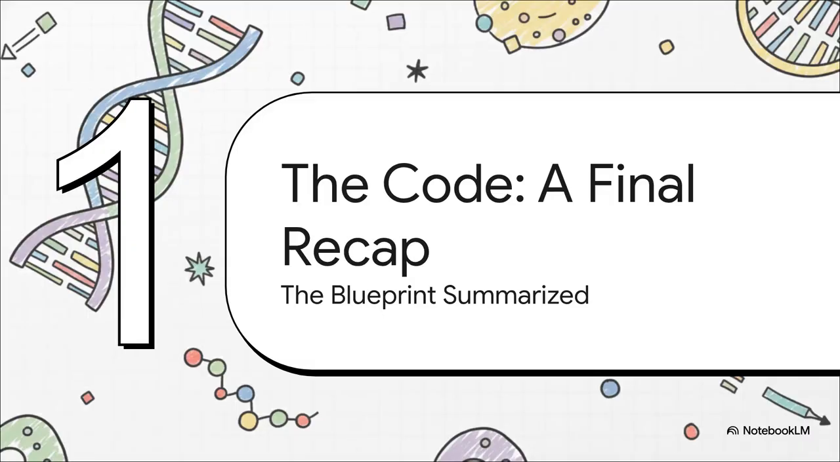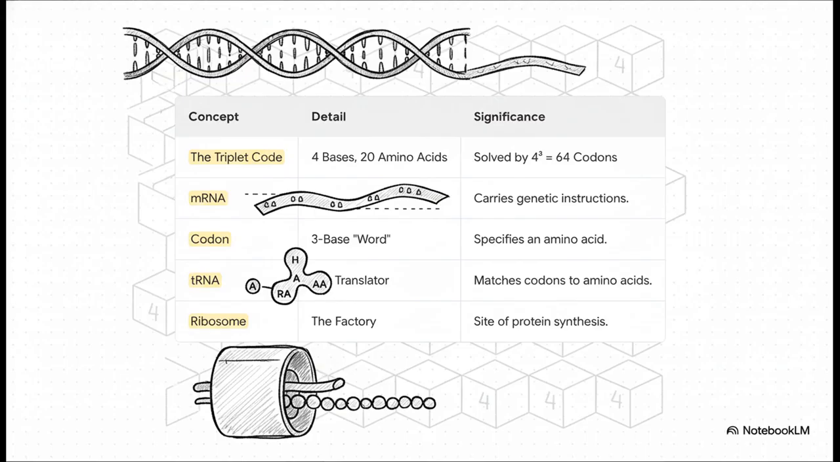Okay, so let's put it all together and do one final recap of this absolutely elegant system. The core logic is the triplet code, which solves that 4-base to 20 amino acid problem with that simple formula, 4 cubed equals 64. The mRNA acts as the message, which is read in 3 base words called codons. The tRNA is our crucial translator, and the entire operation takes place inside the ribosome, the protein synthesis factory.